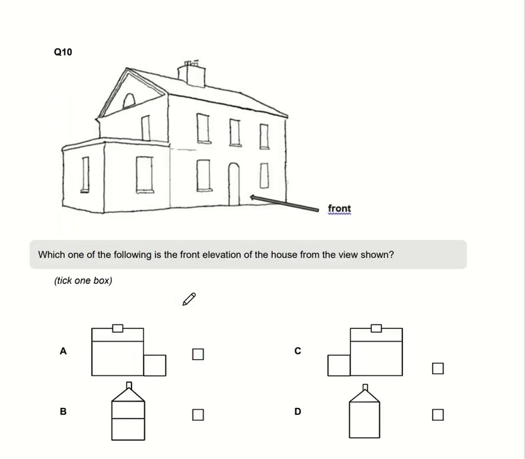Question number 10, which of the following is the front elevation? We're looking at the house from the front, so we will see the big house here with its roof, and whatever this is, the utility room off to the left. From that basic information, it's not A because it's got the utility room on the right. B and D don't have a utility room, so it's therefore C.